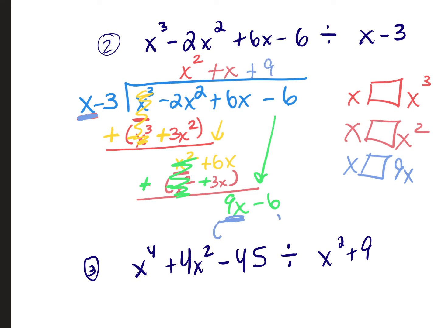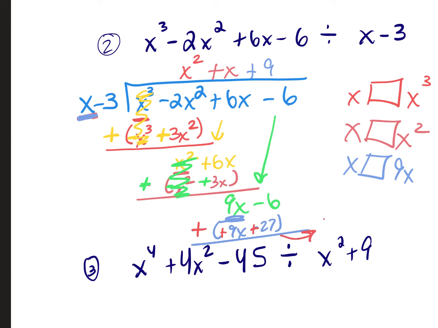Before you do your multiplication, get your subtraction set up. So 9 times x is 9x, right? 9 times negative 3 is negative 27. And before we subtract, we do what? Distribute that negative. Change all the signs. So change, change, change. What's negative 6 plus 27?